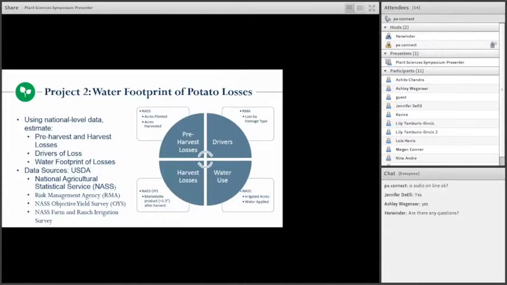And then finally, we looked at another USDA data set that talked about water use. So putting all these pieces together, we could understand what is the amount of water embedded in the potato losses, why were they lost, and how much were lost pre-harvest and how much were lost at harvest. But it took 4 different data sets that aren't usually stitched together to get that sort of complete understanding of what was going on in the United States.